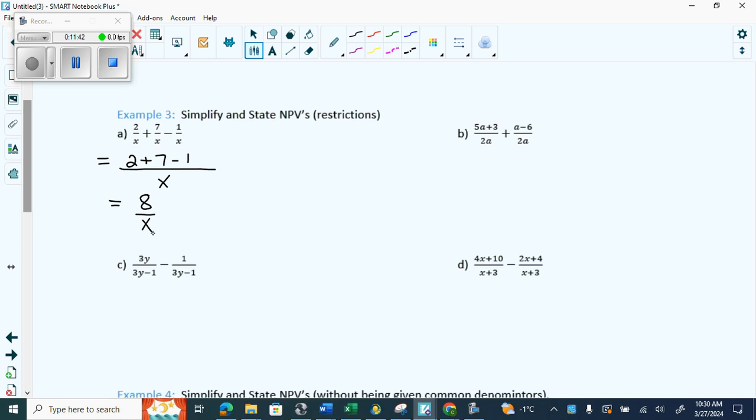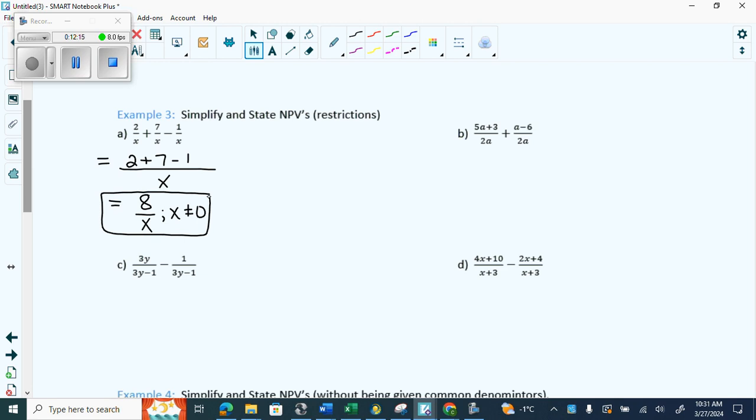Snowball over snowball. Can I cancel anything though? No. What do I have to remember to still do? NPVs. X can't equal 0. Can I do the NPVs at the end? I technically can. The only way I can't do my NPVs is if I do NPVs after I cancel. So if the whole way through I haven't crossed anything off, I could technically do my NPVs at the end and I'd be fine. You just have to state your NPVs before you cancel. If you're like, oh, this could cancel off this, slap your hand like, no canceling until my NPVs are done.